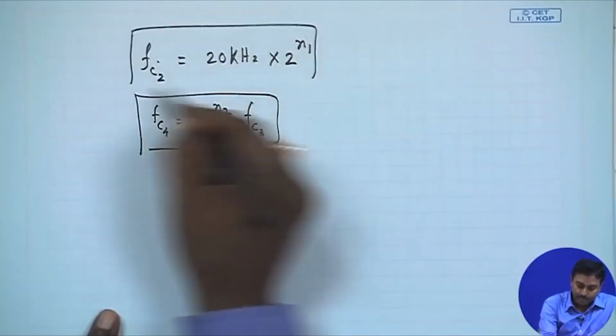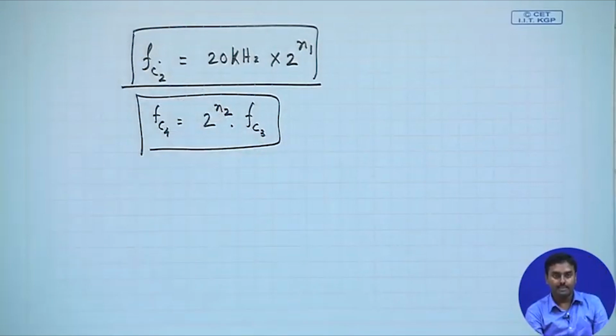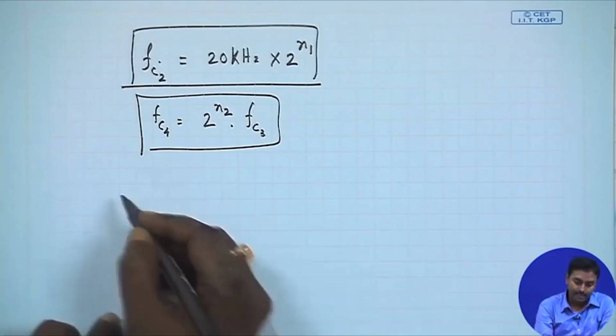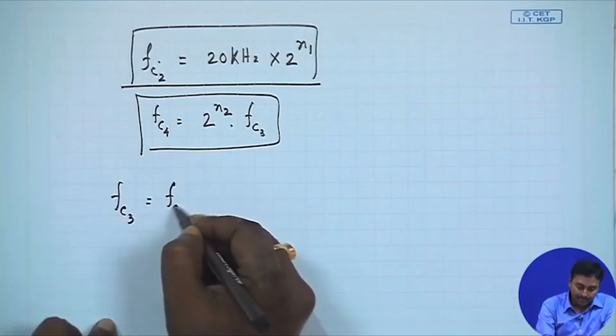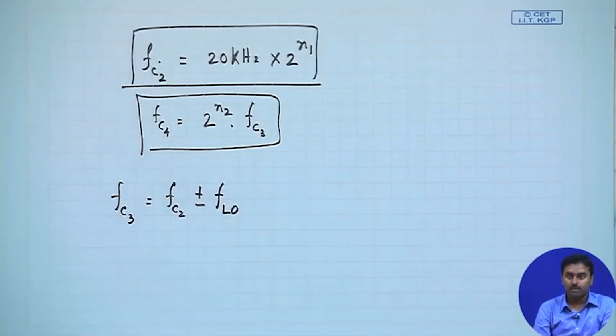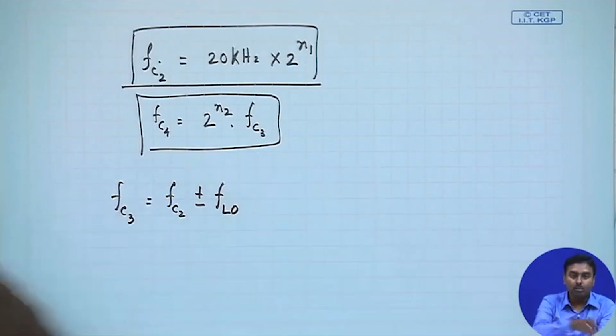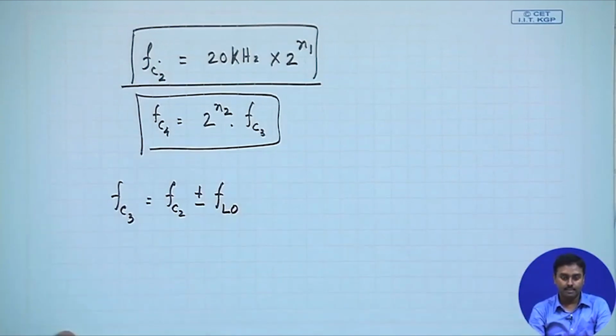Once we get these two equations, now I have another relationship between Fc2 and Fc3. So, how are Fc2 and Fc3 being generated? My Fc3 can be either Fc2 plus or minus FLO, or it can be FLO plus or minus Fc3 if FLO is much bigger. Okay. So, it depends on these 4 possibilities.